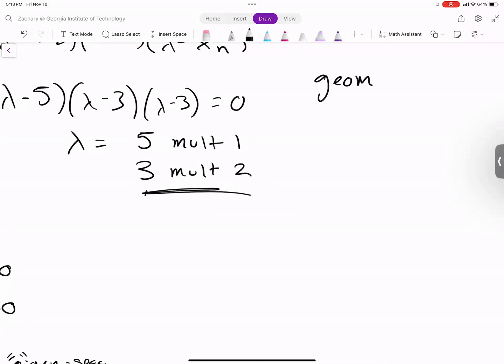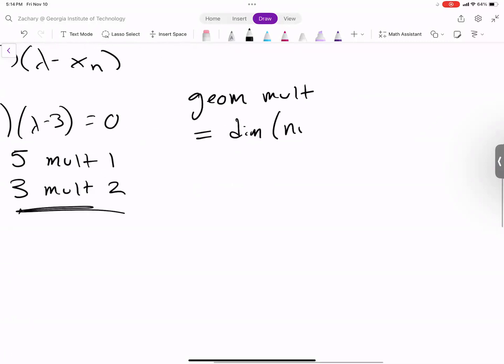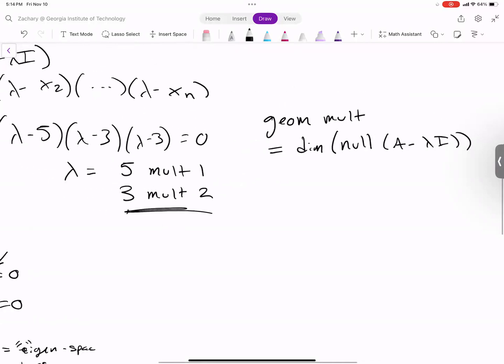Geometric multiplicity is always equal to the dimension of our eigenspace, which we define as the null of A minus lambda I. Okay? And what is the dimension of a null space equal to? It's equal to the number of free variables in that matrix, and that matrix is A minus lambda I. So if I were to ask you, how many free variables does A minus 5I have in this particular question? How many free variables does A minus 5I have? 1, right? Because we have an algebraic multiplicity of 1, so our geometric multiplicity must be 1 as well.